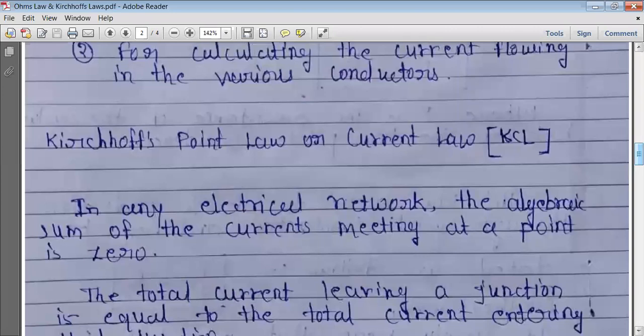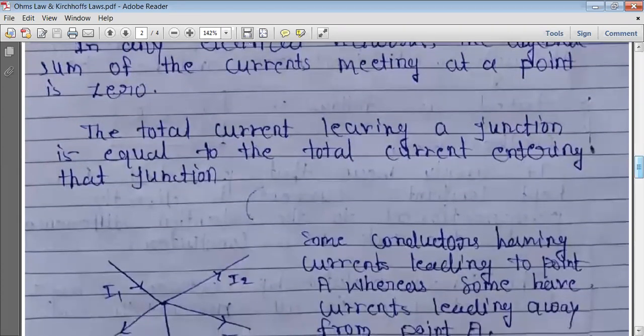What is Kirchhoff's point law, or current law? In any electrical network, the algebraic sum of the currents meeting at a point is zero. The total current leaving a junction is equal to the total current entering that junction.